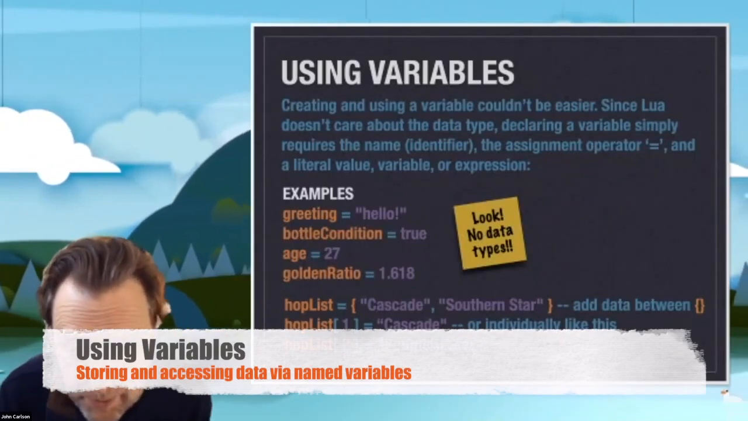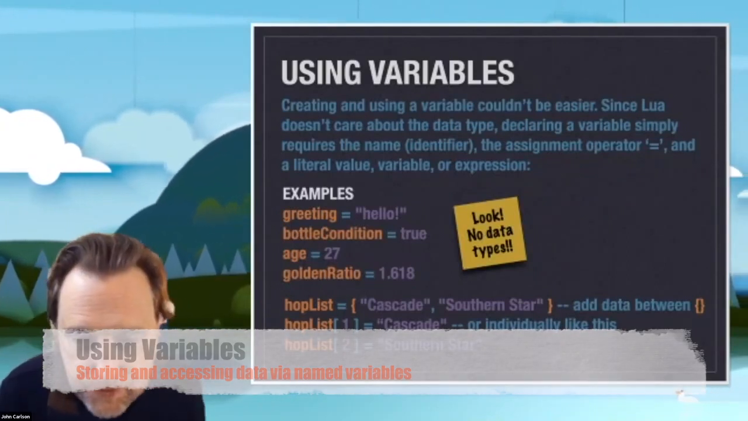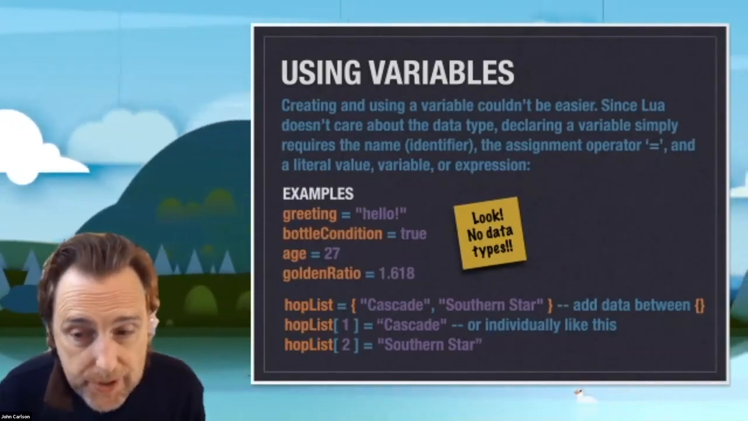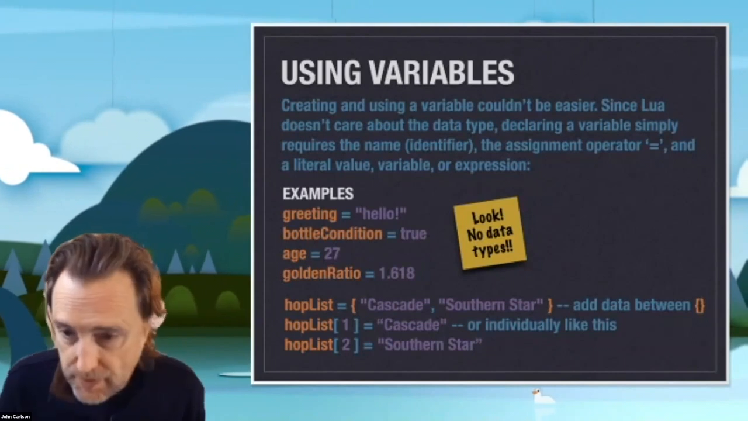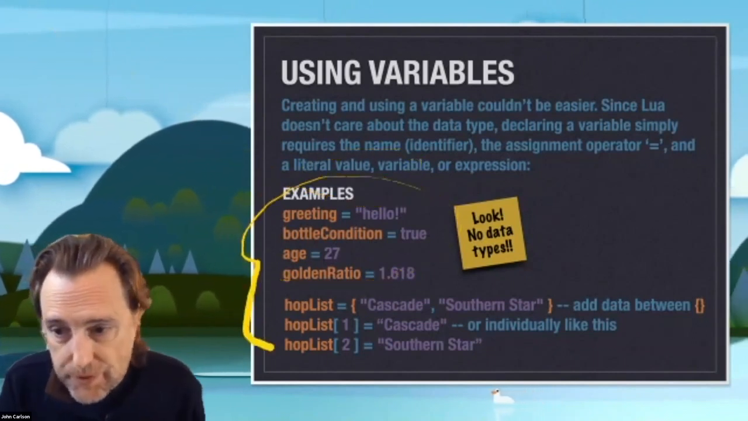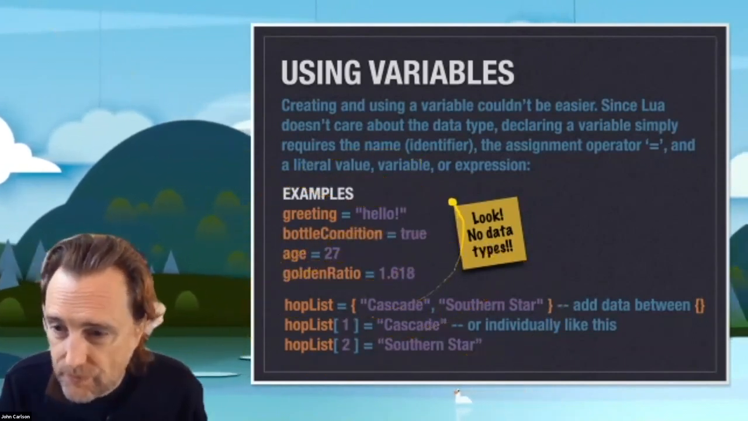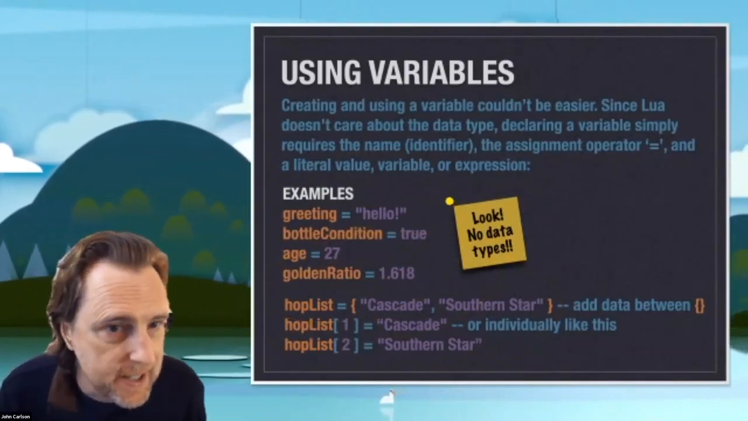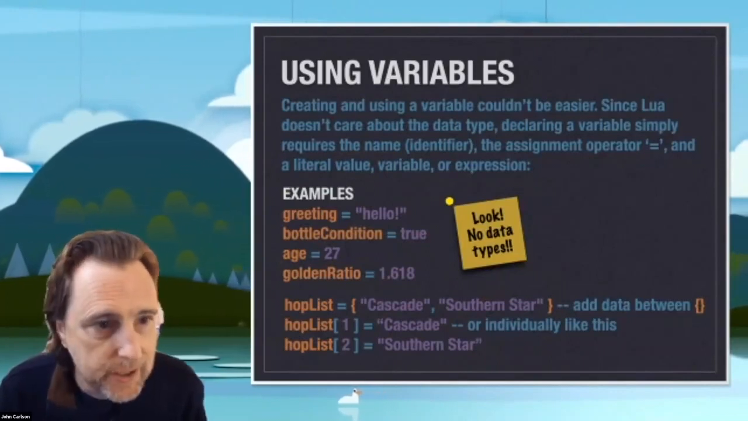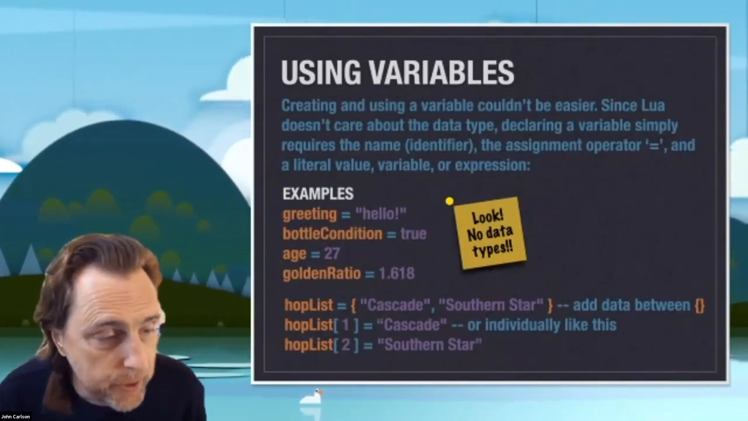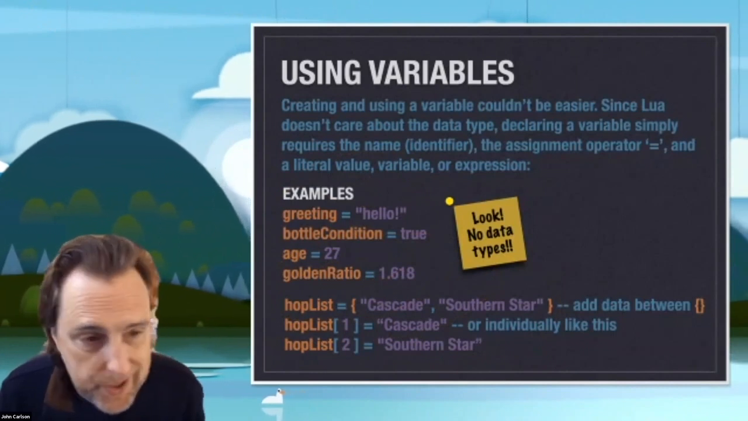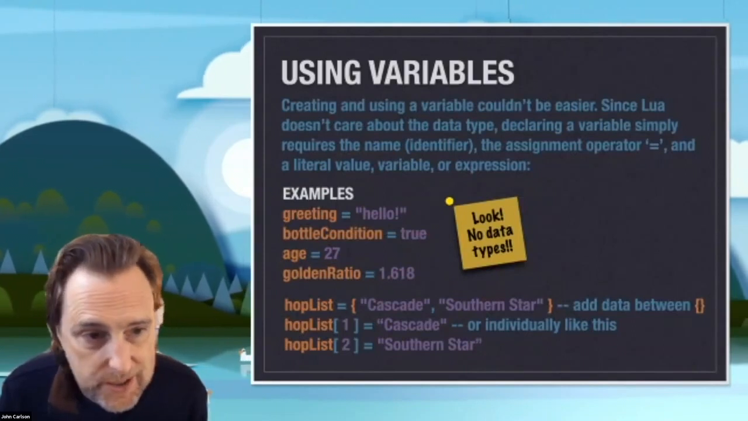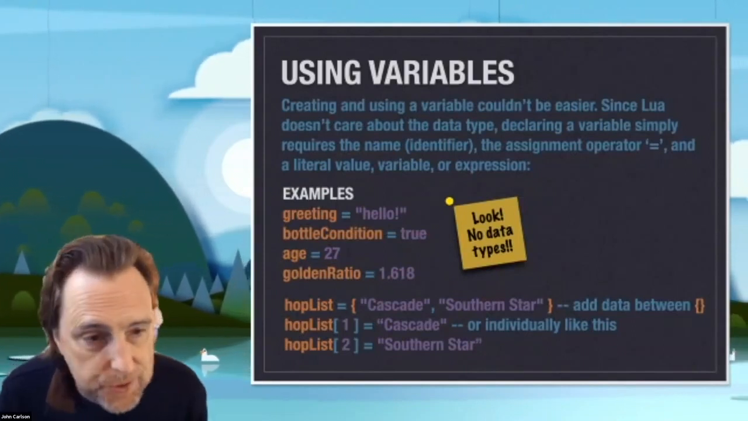Okay, I said we would get to the point where I showed you the syntax for using variables, and so here we are. I create 4 variables there and then a table. So here are the 4 variables, and here's the table. The variables are each of the classic data types in programming. One is a string, hello. One is a Boolean, true or false. One is an integer number, 27. And one is a decimal or floating point number, 1.618.